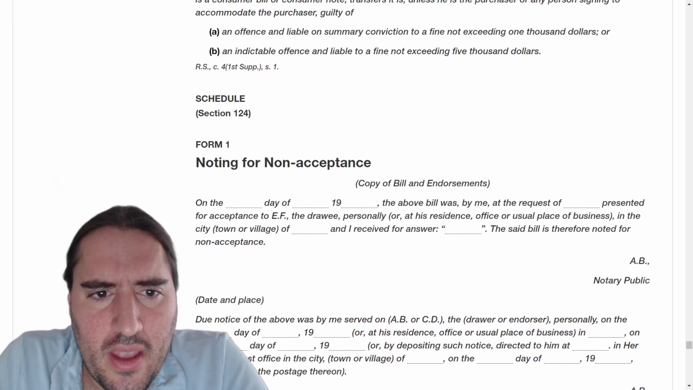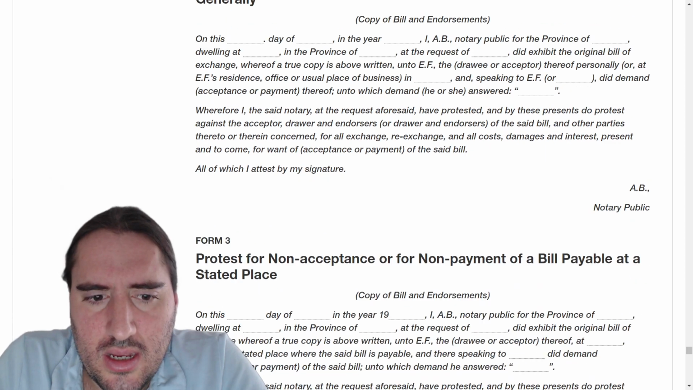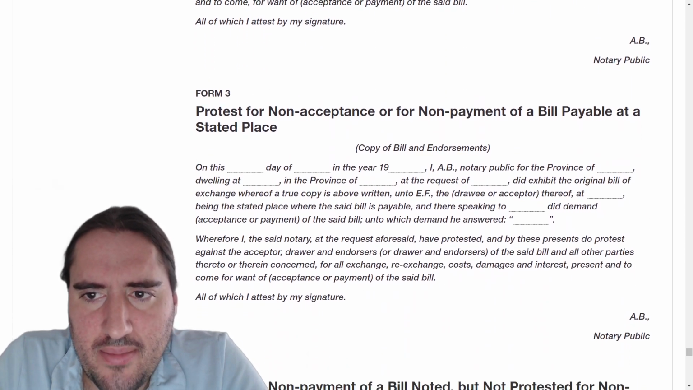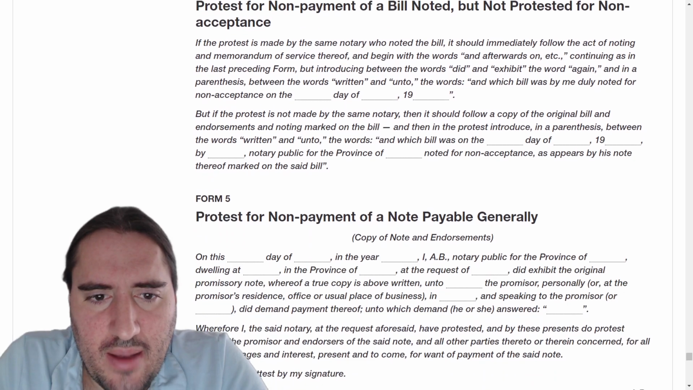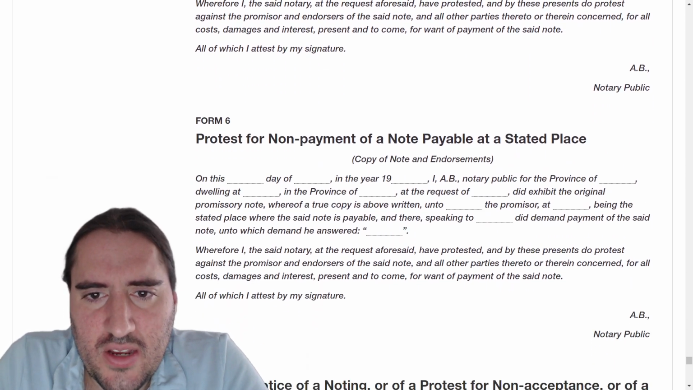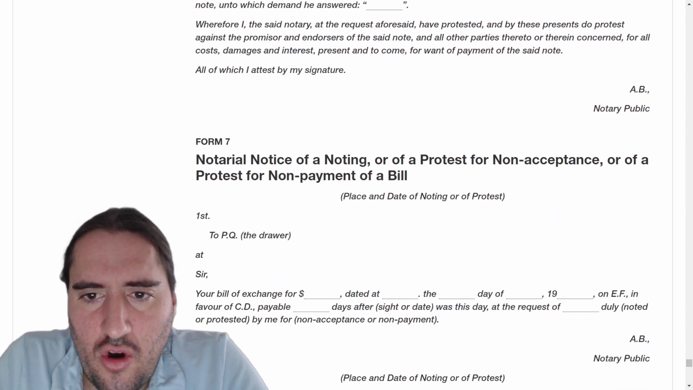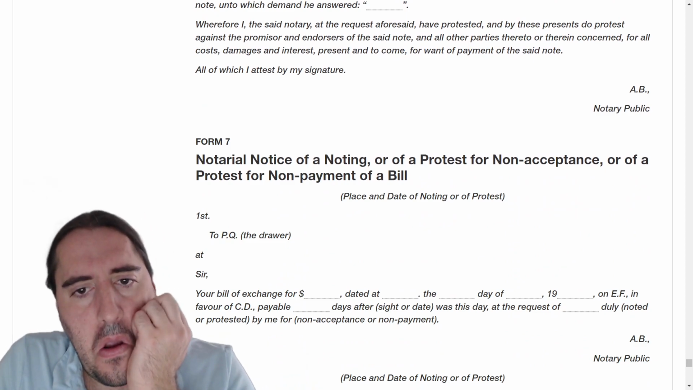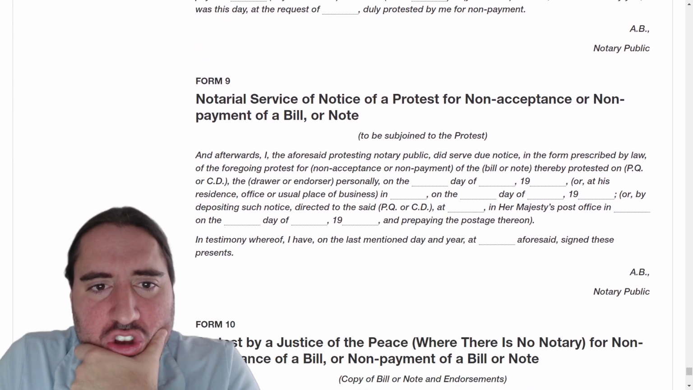So at Form 1, noting for non-acceptance. Protest for non-acceptance. Protest for non-payment. But not protested for non-acceptance. Protest for non-payment. Notarial notice of a noting or of a protest for non-acceptance. Notarial notice of a bill. Non-payment of a note. Notarial service.